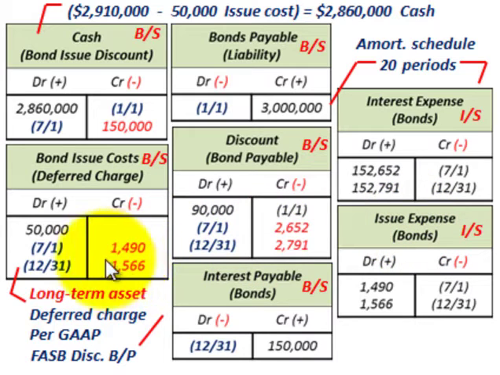That's simply that amortization of the bond issue cost here. That's a deferred charge, as they call it. We'd credit that here for $1,566, and then issue expense here $1,566.